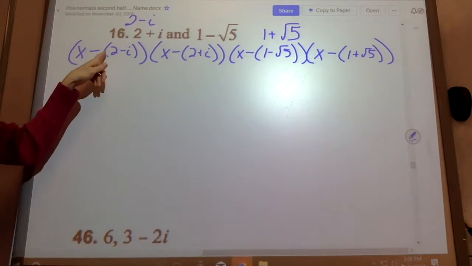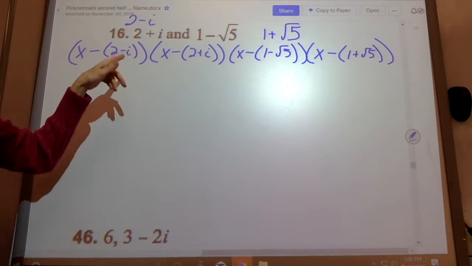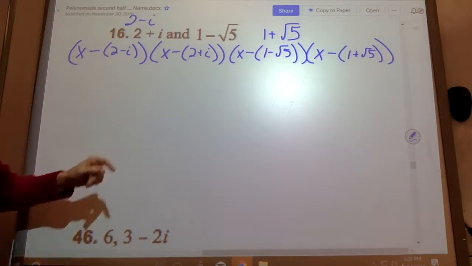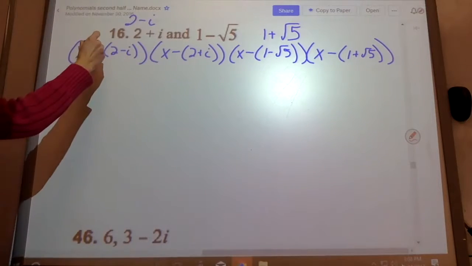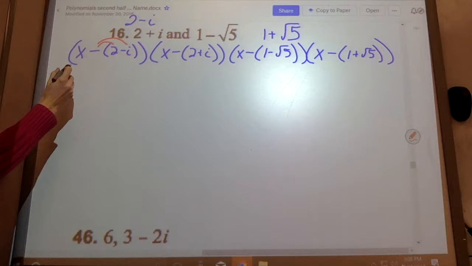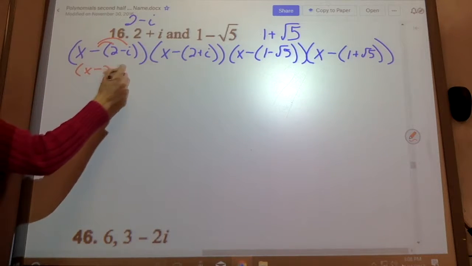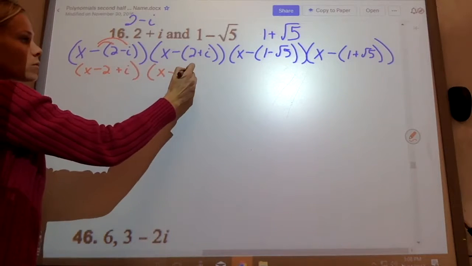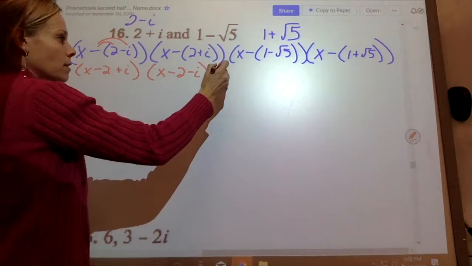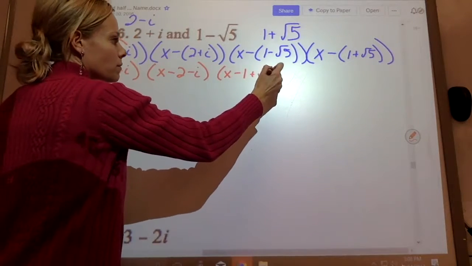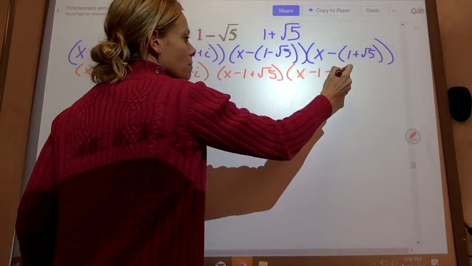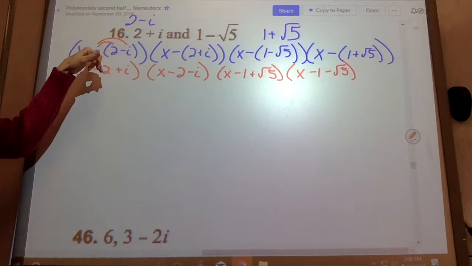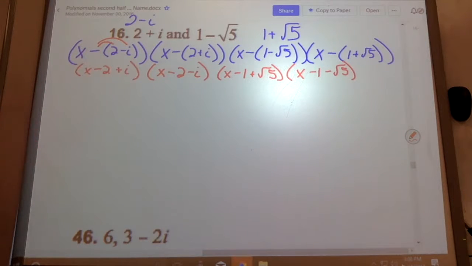Okay? Now, we don't want parentheses within parentheses, so we do need to distribute that subtraction to get rid of the parentheses. Okay? So I'm going to take this negative and go to both terms. So this is going to become x minus 2 plus i, because double negative is positive, remember. x minus 2 minus i, x minus 1 plus root 5, x minus 1 minus root 5. Okay. See how I just simplified? All I did was distribute the subtraction to both terms to get rid of those parentheses.